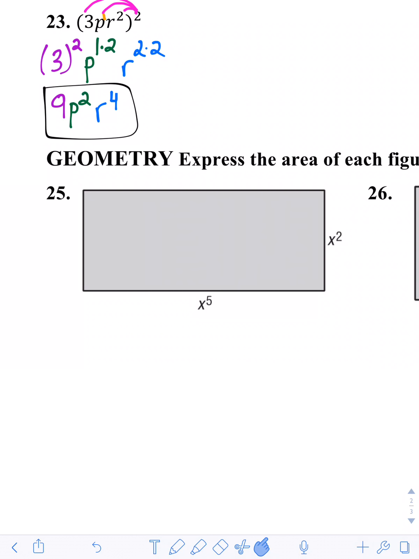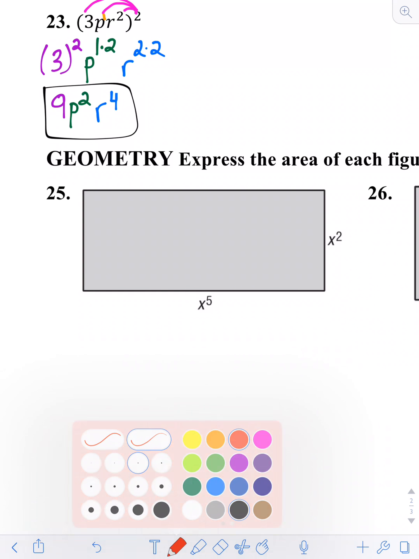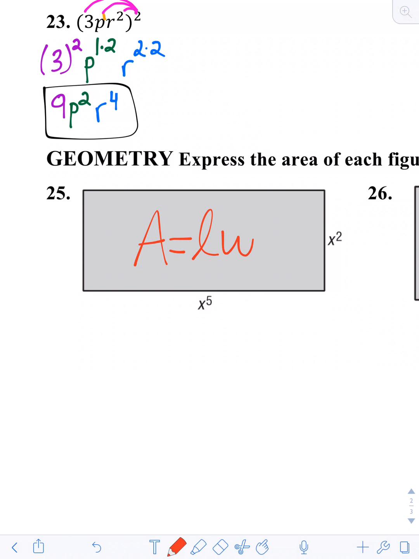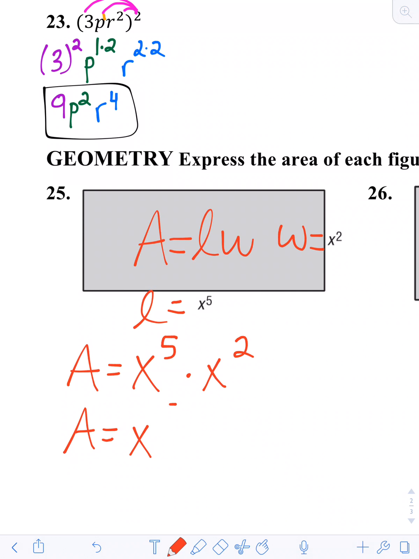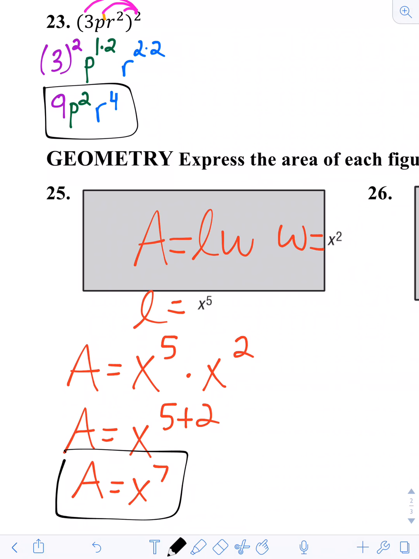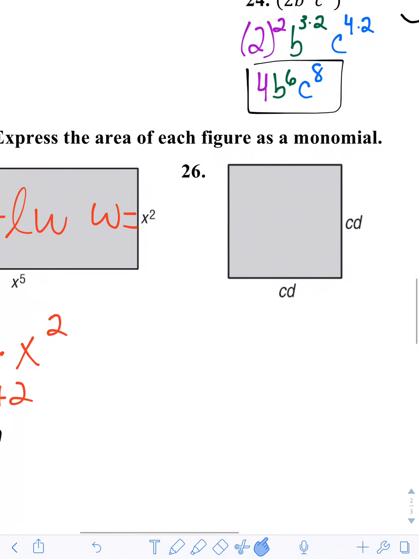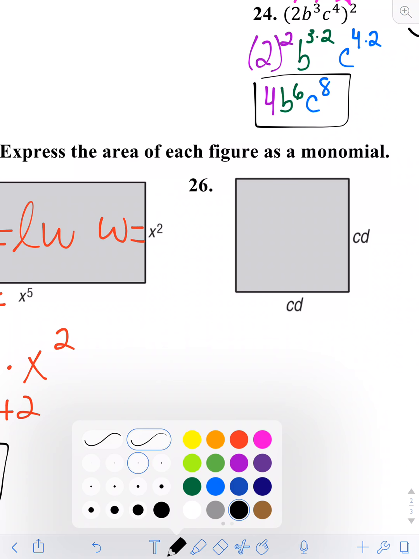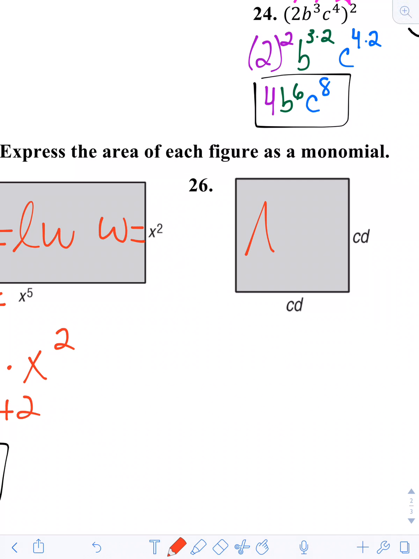So this one, you're finding the area of each figure. Here you have a rectangle. Area for your rectangle is length times width. So here's your length, here's your width. So area is equal to, my length was x to the 5th power times my width, which is x to the 2nd power. Okay, when you multiply, you add those exponents. So 5 plus 2 is 7. And that's your answer. And like I said, you can always rewind. You can pause it to write. I just gotta go quickly before I have a crying baby.